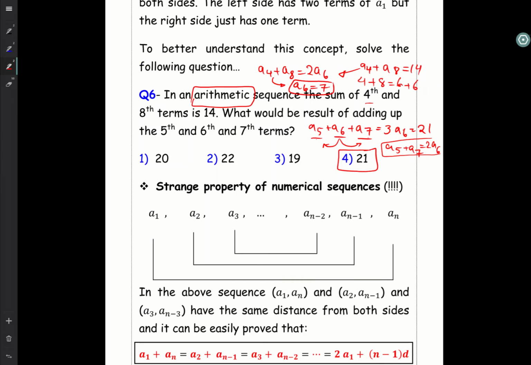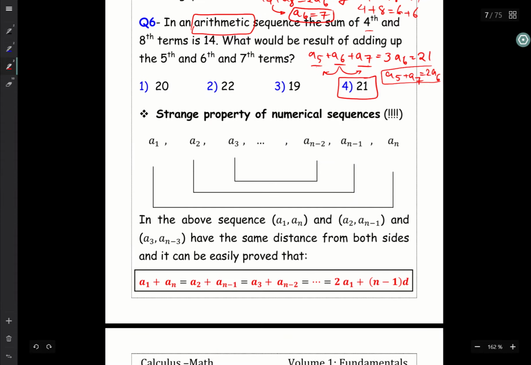Now, obviously, you can just use the general term and try to figure it out. But if you understand this general rule, that the sum of indices goes over to the sum of the terms, the number of terms on both sides should be equal. So if I have two terms, 4 and 8, it should be equal to two terms on the right side, 6 and 6. If I have three terms on the left, I have to have three terms on the right.